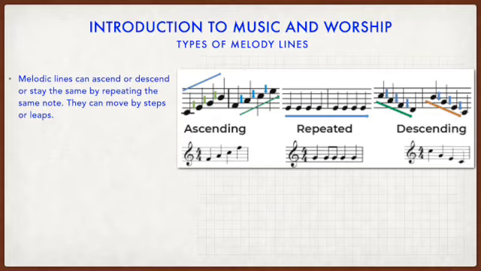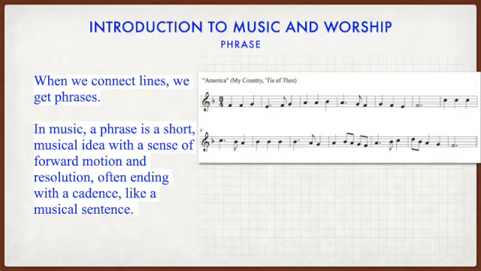Now, melodic lines have 3 basic directions. They can ascend, they can descend, or they can stay the same by repeating the same note. They can move by steps, or they can move by leaps. When we connect lines together, we get phrases. In music, a phrase is a short musical idea with a sense of forward motion and resolution, often ending with a cadence, like a sentence.